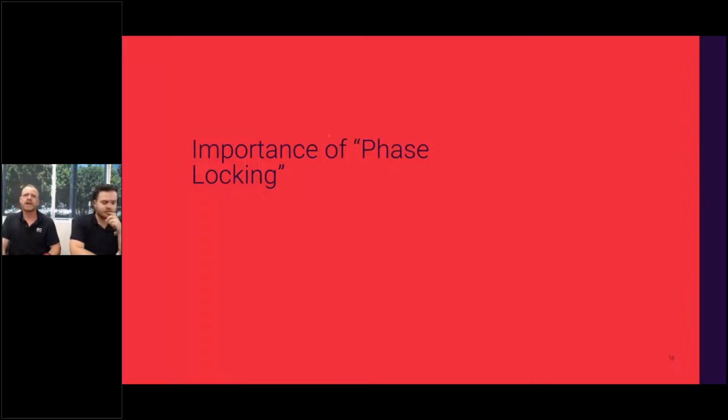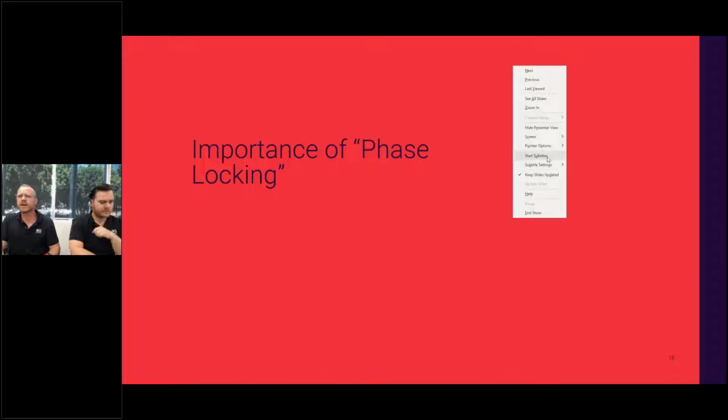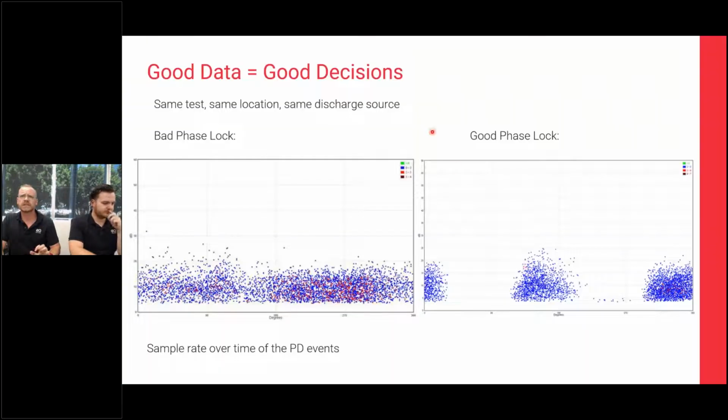Now, the importance of phase locking. What does that actually mean? When we are taking a test out in the field with an UltraTEV Plus 2 or with any instrument, what you want to do is make sure that the instrument is sampling the data at the exact same frequency that your system is running. So your 50 hertz or your 60 hertz network, whatever's running at the time.